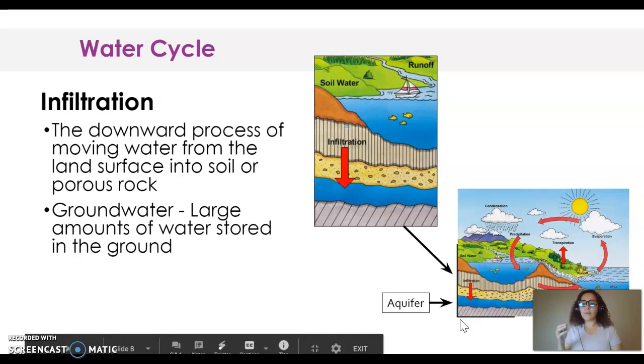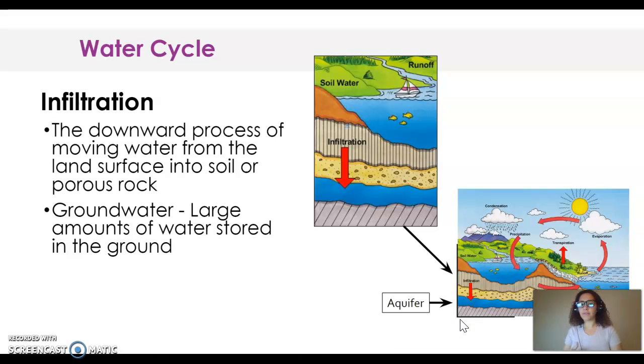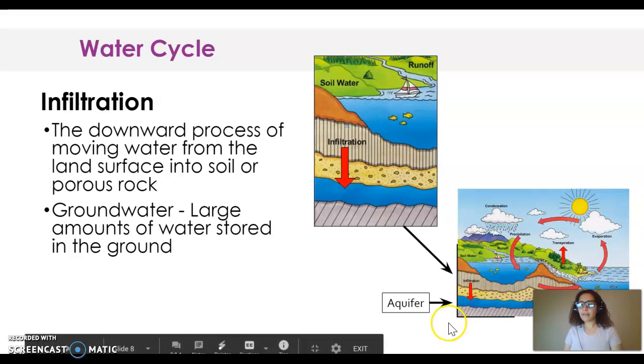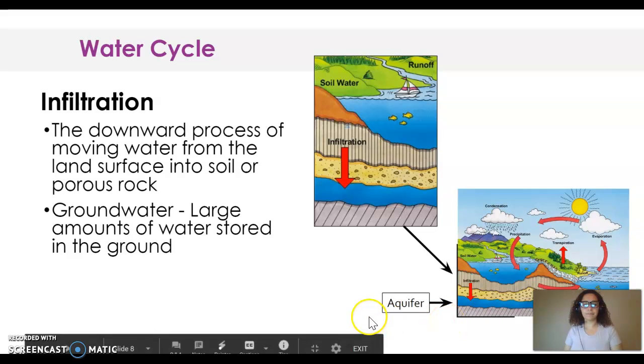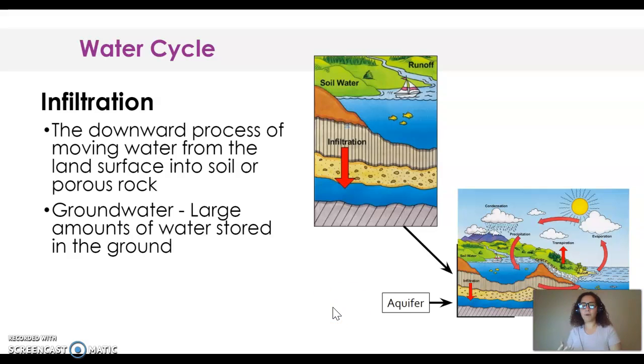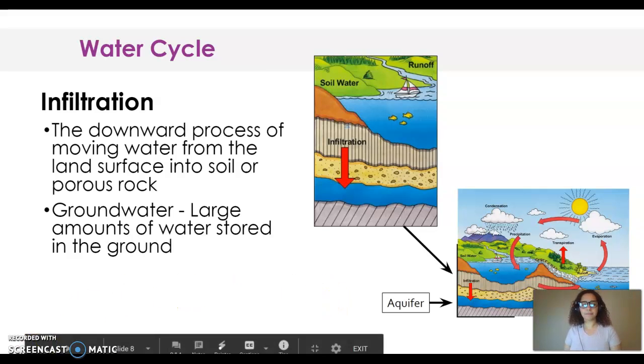And once it's infiltrated into the ground, we have something called groundwater. And this is large amounts of water stored in the ground. And this is also a lot of times where plants will get their water from through their roots. So these are the main parts of the water cycle that you're going to need in order to be successful.